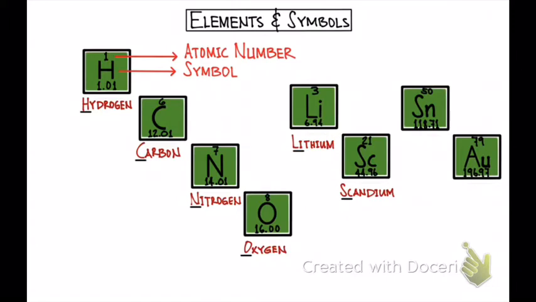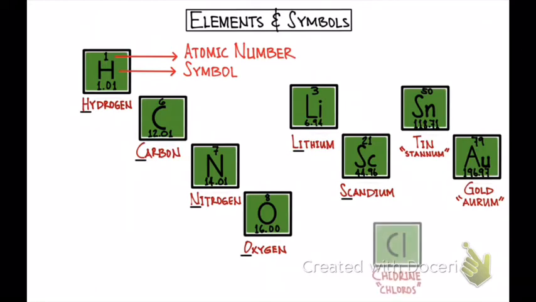The example we have here is Sn and Au. Sn is the element tin, Au is the element gold. And you can see that the symbols are based off of their Latin words, for example, stannum for Sn and aurum for Au. Some of the symbols are based off of Greek words, like chloros for chlorine.